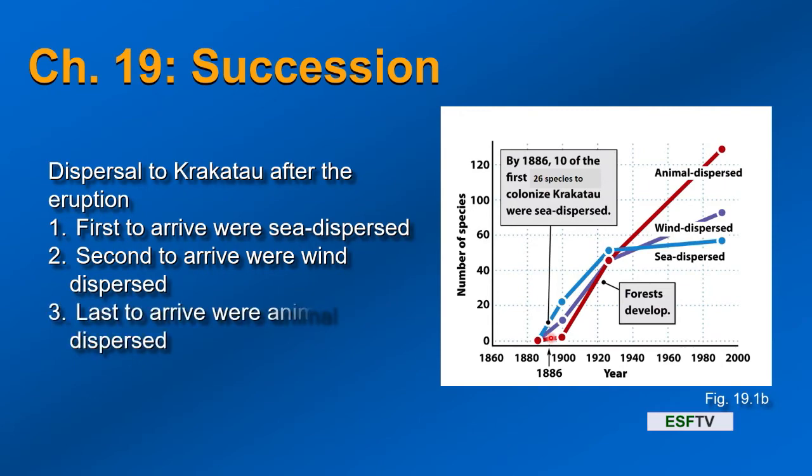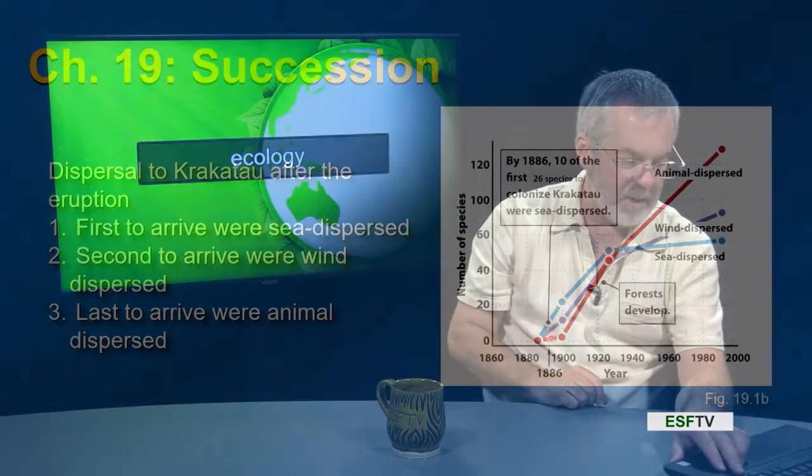And then the last to arrive are the animal dispersed, so things that are on maybe birds that are flying out there. Maybe somehow something could be animal dispersed through the water, like a fish somehow carrying something to the island that would get established. I don't know.